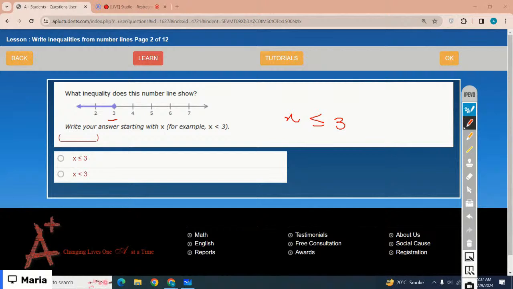You just have to see two things here. One is this circle and the side where the arrow is pointing, right? Here is a filled in circle. That means 3 can be the solution of the inequality, and the arrow is pointing on the left hand side, so that means x is less than or equal to 3.